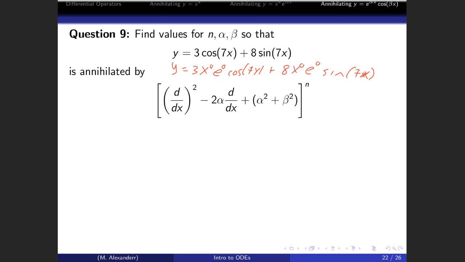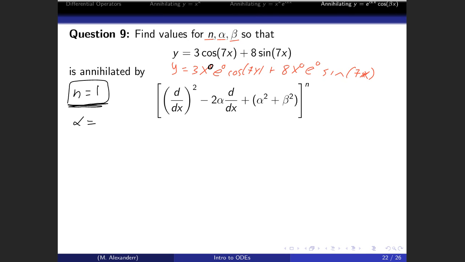The reason I wrote it out this way is because now you can figure out that we are able to identify the n, the alpha, and the beta. So what do the n, alpha, and beta have to be here? The n is going to be 1 bigger than the power on the x, which is 0, so n is equal to 1.